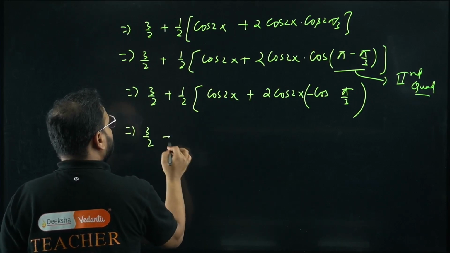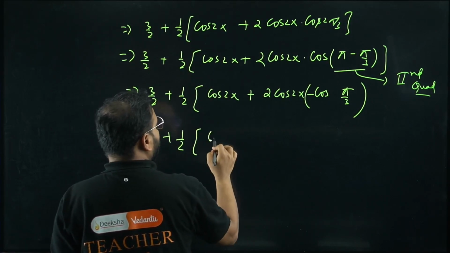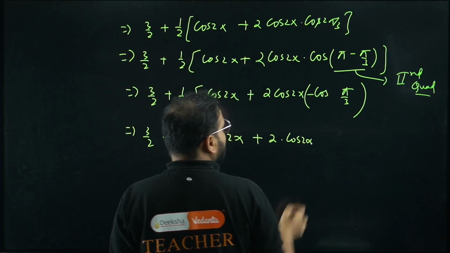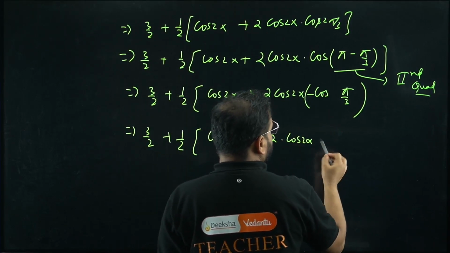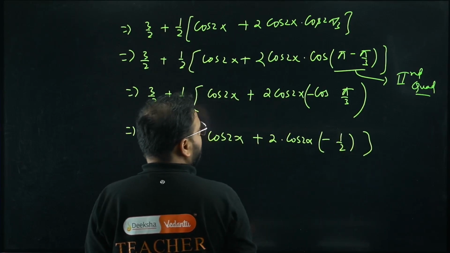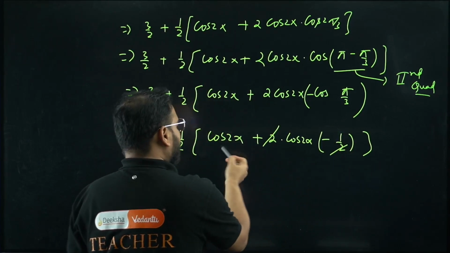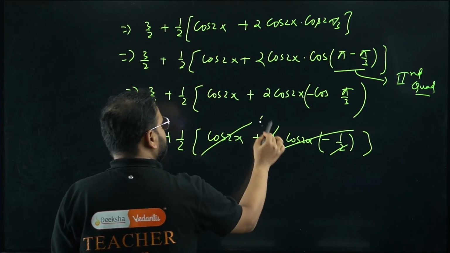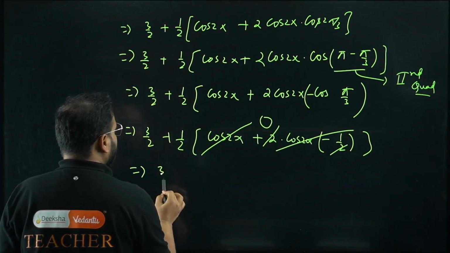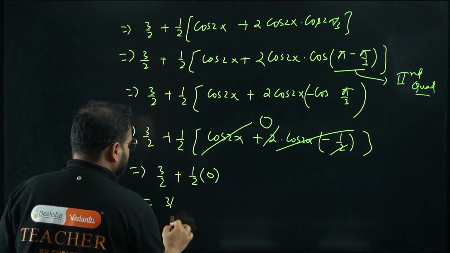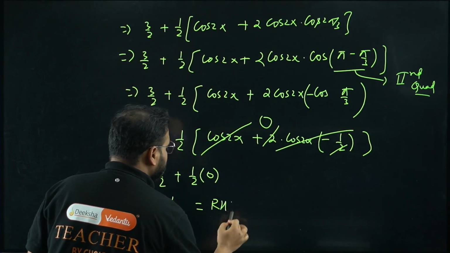So what I'm getting now? 3 by 2 plus 1 by 2 cos 2x plus 2 cos 2x. Over here, what I'm getting? This is a minus sign, of course. So minus 1 by 2, right? So here the 2 and 2 are cancelled. Plus cos 2x and minus cos 2x will also be cancelled. What I'm getting here? Simply 0. So my answer is 3 by 2 plus 1 by 2 times 0. Hence the answer is 3 by 2, nothing but your RHS.